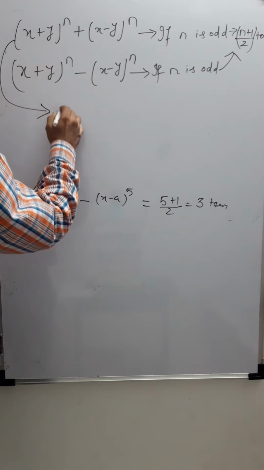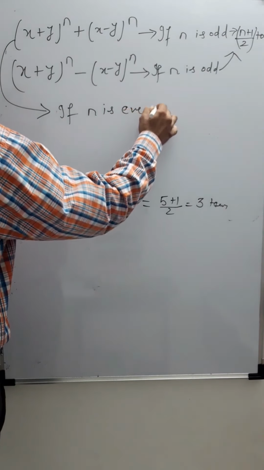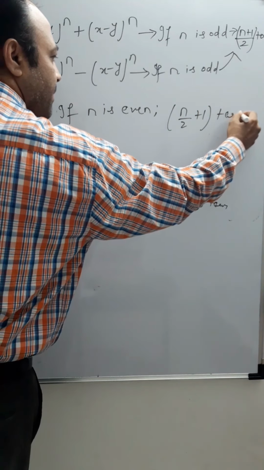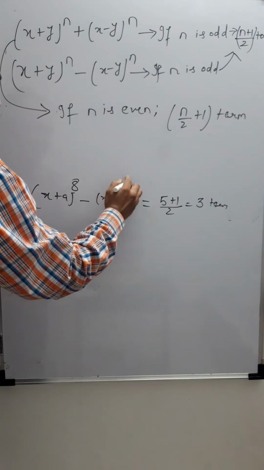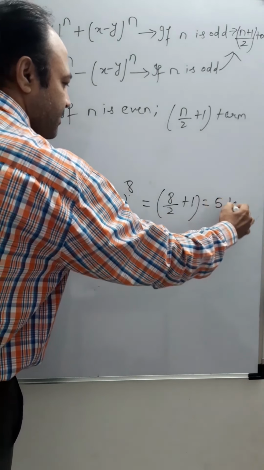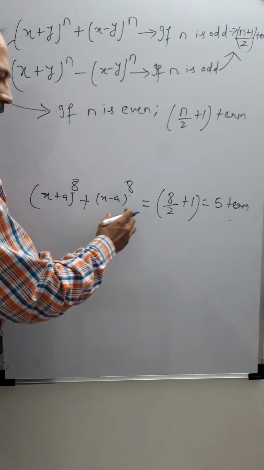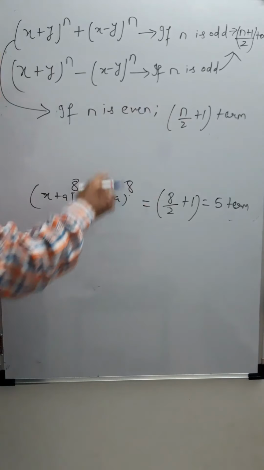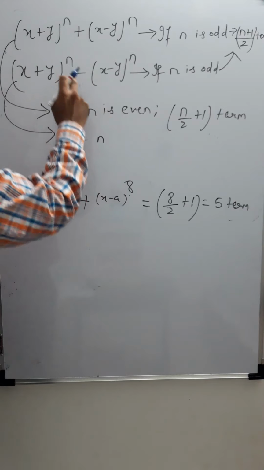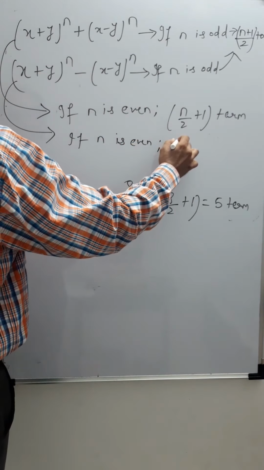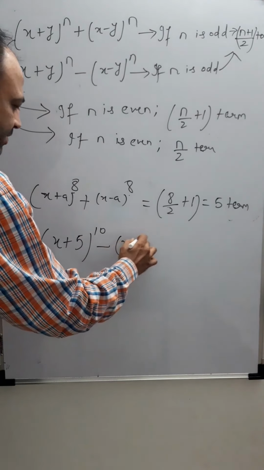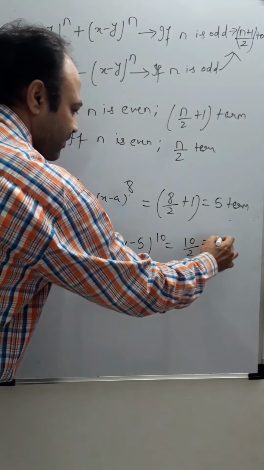Now in the same situation, if n is even, then the total number of terms is n by 2 plus 1 terms. Fine? So let's say if I take power 8 here with plus, the total number of terms will be 8 by 2 plus 1, which is 5 terms. Fine? When you expand this, after simplification we will get 5 terms with the help of this formula, because n is even. And for this, if n is even and the sign is minus, then the total number of terms is n by 2 terms. So let's say if we have x plus 5 whole 10 minus x minus 5 whole 10, we will get 10 by 2 terms here. That means 5 terms.